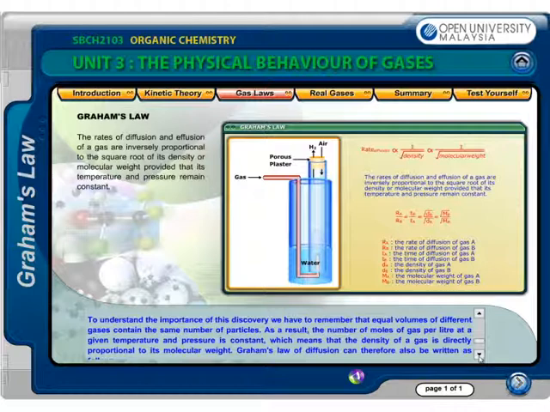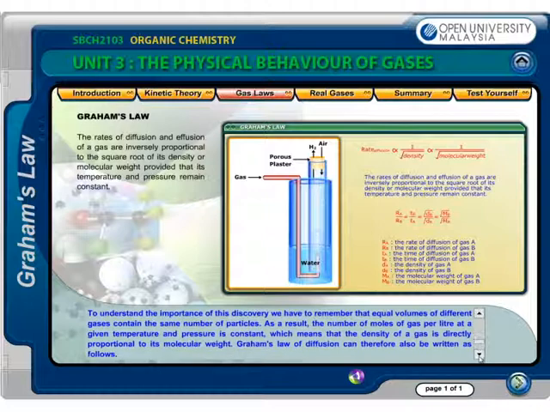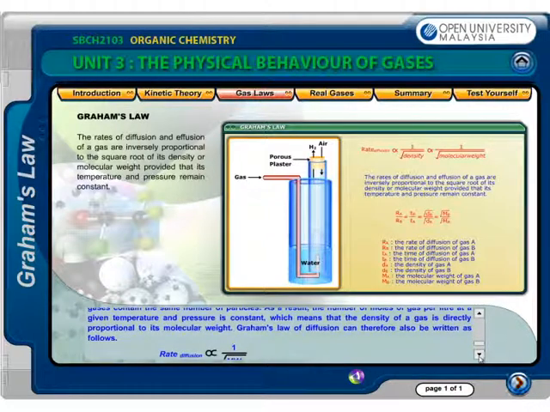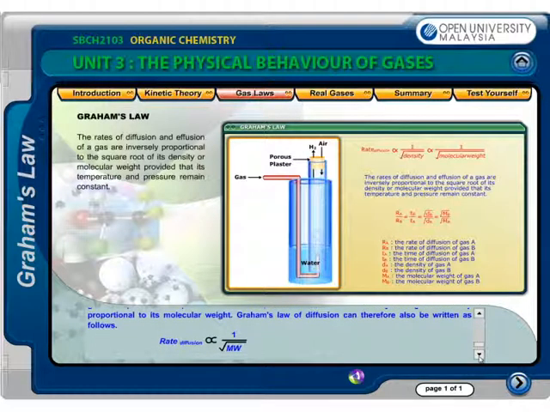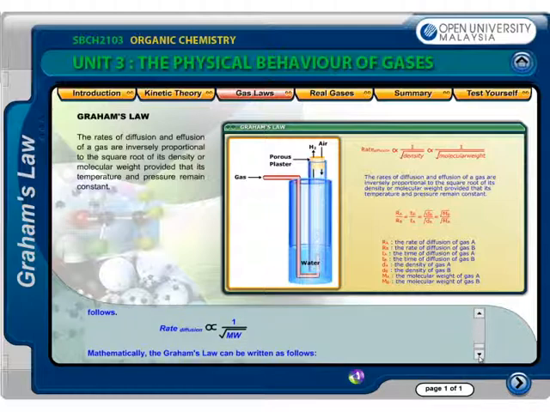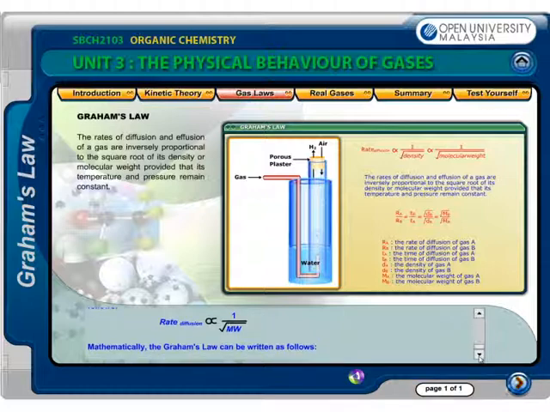To understand the importance of this discovery, we have to remember that equal volumes of different gases contain the same number of particles. As a result, the number of moles of gas per liter at a given temperature and pressure is constant, which means that the density of a gas is directly proportional to its molecular weight. Graham's law of diffusion can therefore also be written as follows. Rate of diffusion is proportional to 1 divided by the square root of MW. Mathematically, Graham's law can be written as follows.